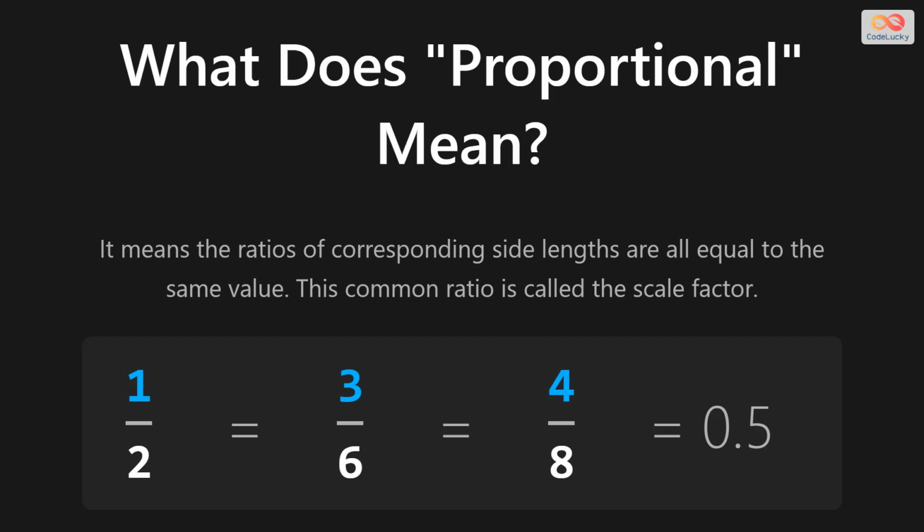The word proportional is key here. It means that if you create ratios by dividing the length of a side from one triangle by its corresponding side on the other triangle, you get the same value for all three pairs of sides. For instance, 1 divided by 2 is the same as 3 divided by 6 and 4 divided by 8. They all equal 0.5.